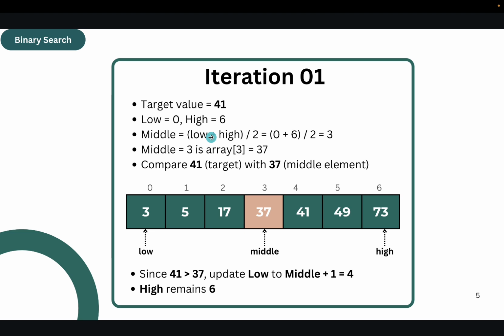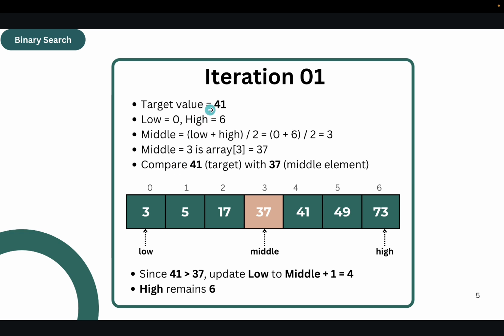So let's calculate the middle. (low + high) / 2. Low is 0 and high is 6. (0 + 6) / 2 is 3. So now our middle is 3, and at index 3 we have the element 37.